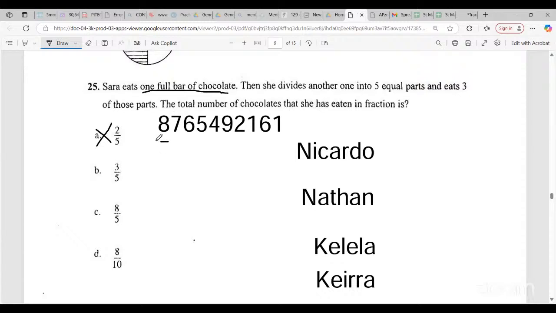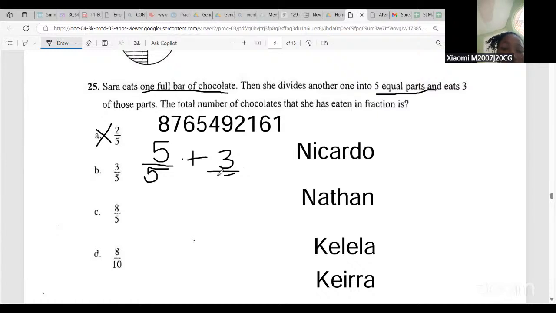As somebody said to me this morning, I think it was Jeremiah, he said that eating the chocolate bar for the whole would have been 5/5. So that's the approach I'm going to take, what Jeremiah took this morning. For the whole, it would have been 5/5. Then the person takes another chocolate bar and cuts it up into 5 equal parts, and out of those 5 equal parts, she ate 3/5.